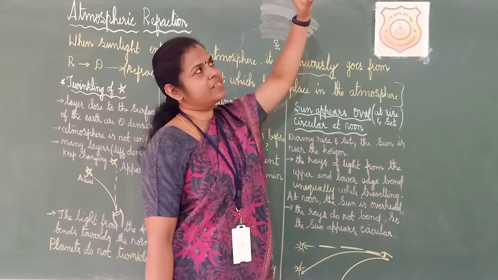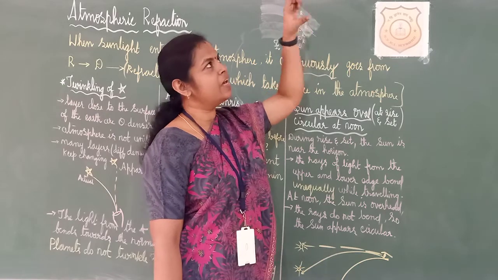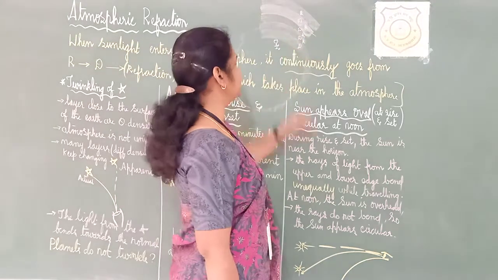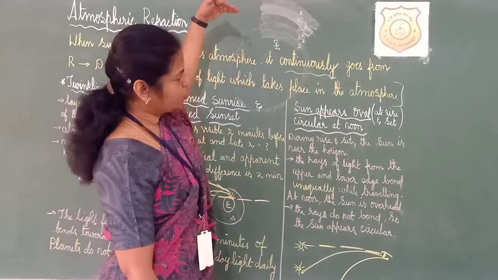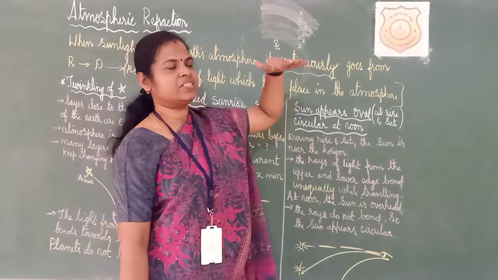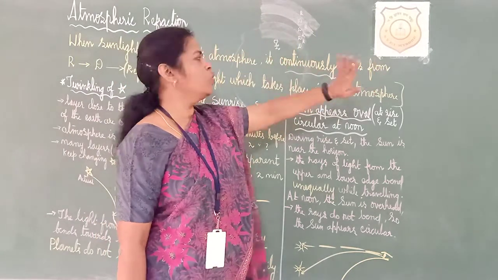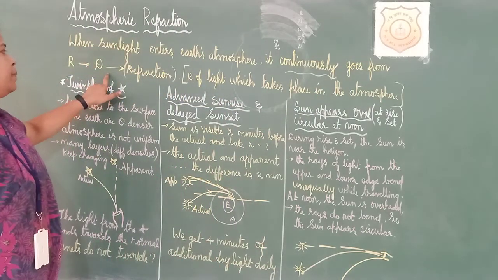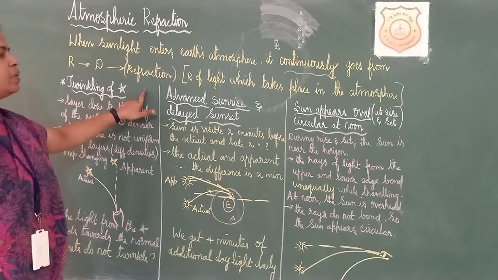If you go there and stand, the layer which is next to you is denser and the layer above that is rarer. So this is how it will be. Now you will see, when sunlight moves through the atmosphere, it continuously goes from rarer medium to denser medium. That time what happens? Refraction takes place.